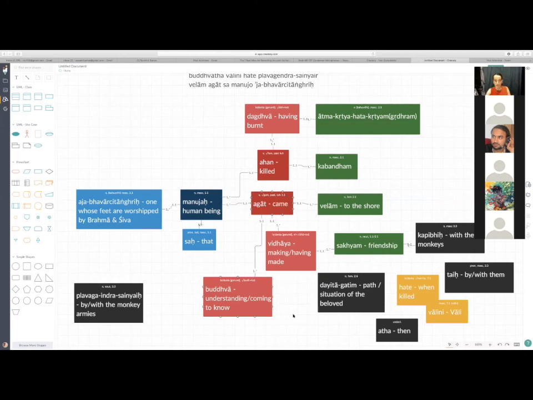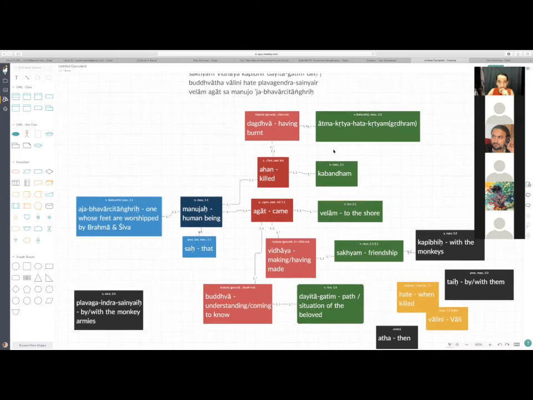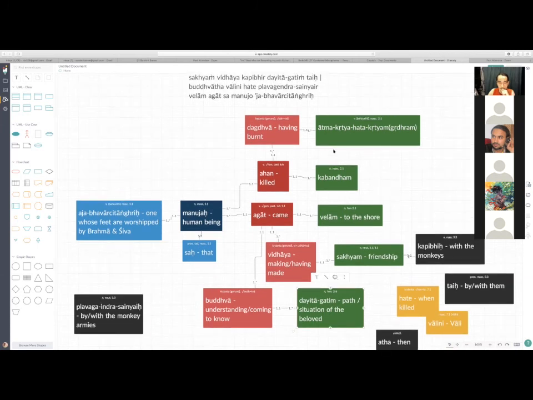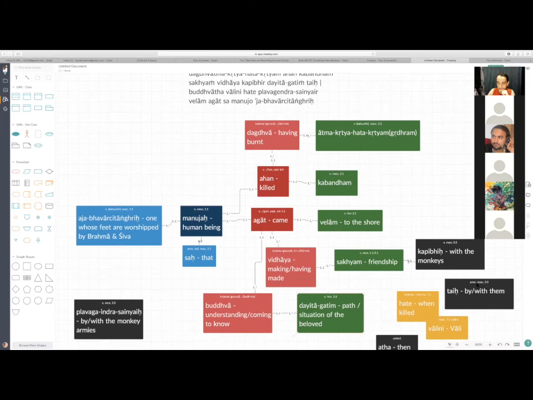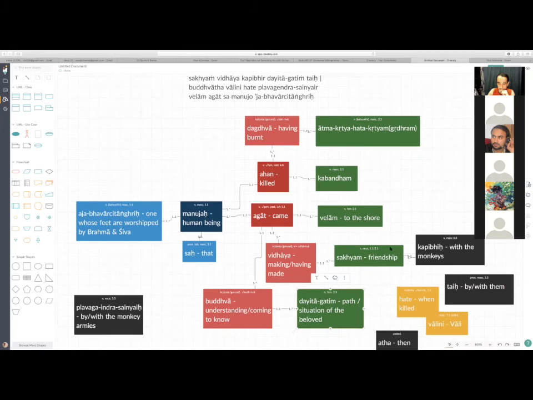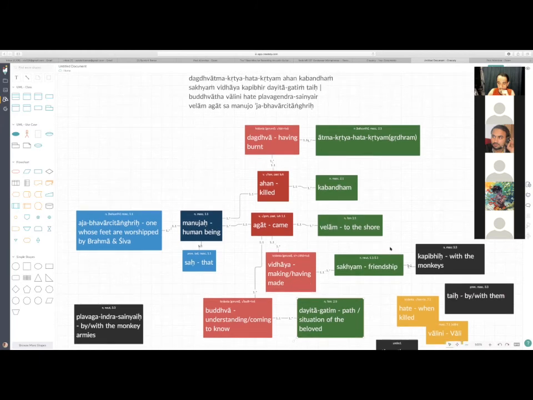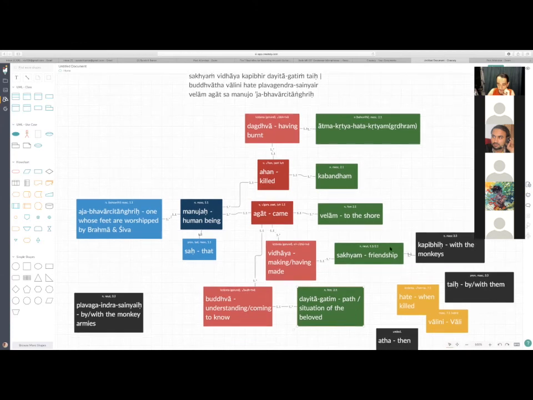Yes, linked. Okay, buddhva, dayita gatim. The path or the situation, the condition. Yeah, I think it could be the condition of his beloved. What about taihi? Taihi is connected with the monkeys, with the help of the monkeys. He understood with them. I also think that it is with them.